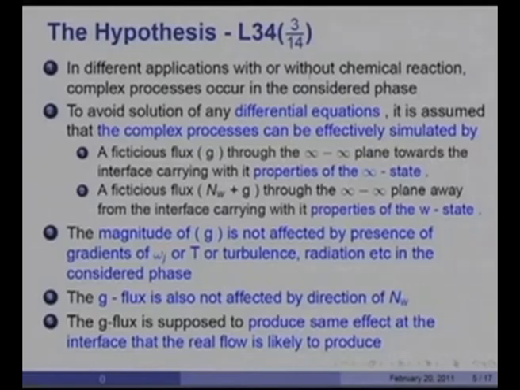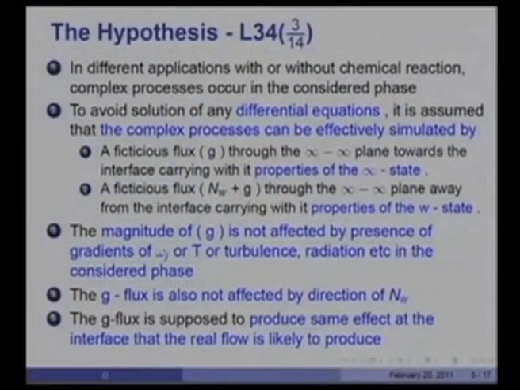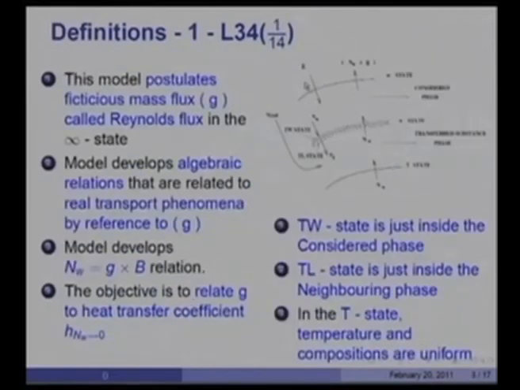This sort of situation would require solution of the complete set of boundary layer equations. And what the algebraic model, or the Reynolds flow model, tries to do is to avoid solution of any differential equations. It is assumed that the complex processes can be effectively simulated by a fictitious flux G through the infinity state towards the interface, carrying with it properties of the infinity state. In other words, the G flux carries with it the properties of the infinity state toward the interface.